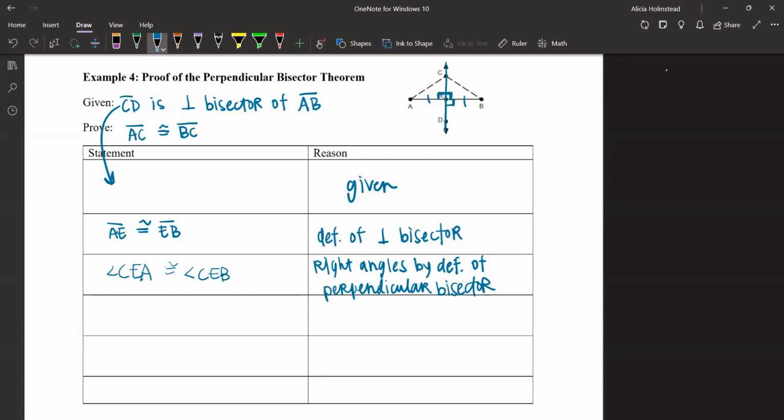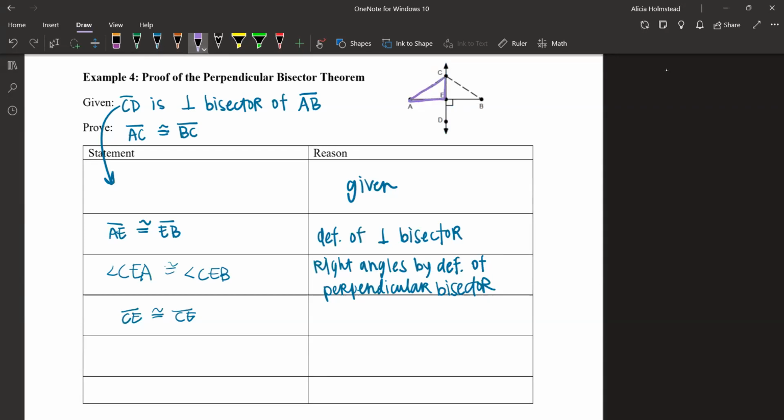Okay, we also know, this is kind of a funny thing to define, that line CE is congruent to line CE, which makes sense because it's the same line. Well, let me show you why we care about all these things.